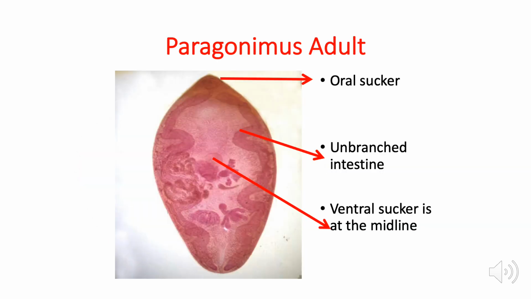Let's try to identify some of the parts of the Paragonimus adult. You have there the oral sucker. You have their unbranched intestine, because there's only one trematode that has a branched intestine, and that's Fasciola. I hope you can still remember that. Take a look at the ventral sucker of the Paragonimus adult. It is found at the middle or central portion of the worm.